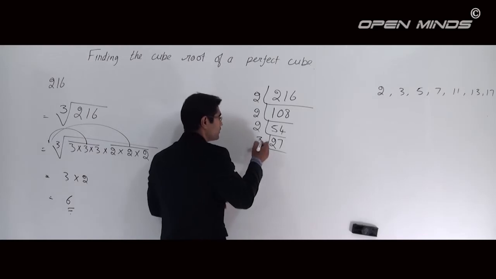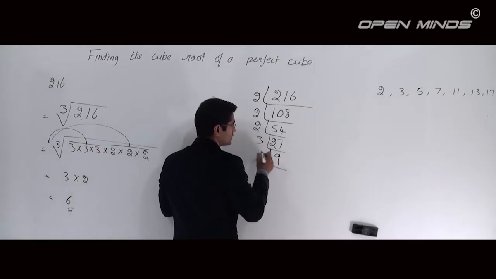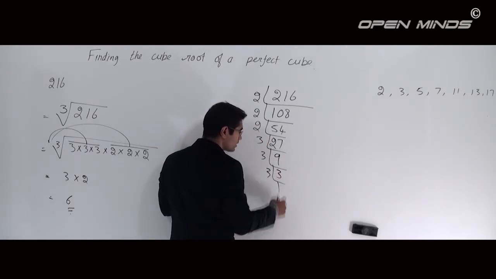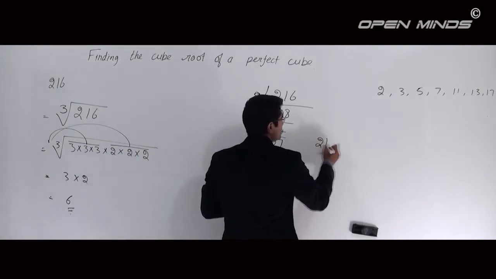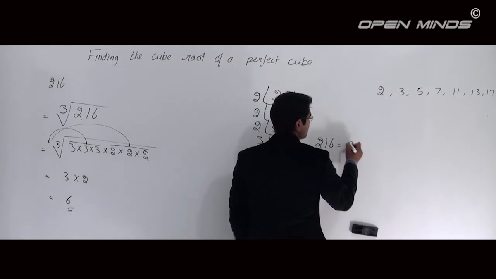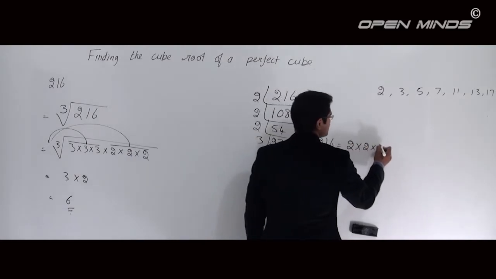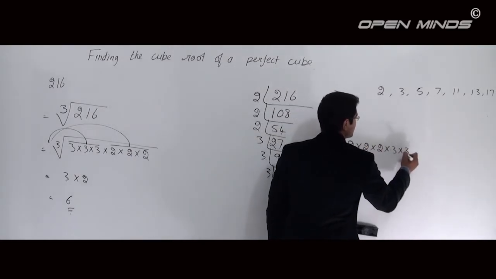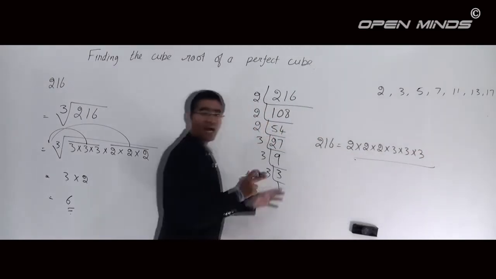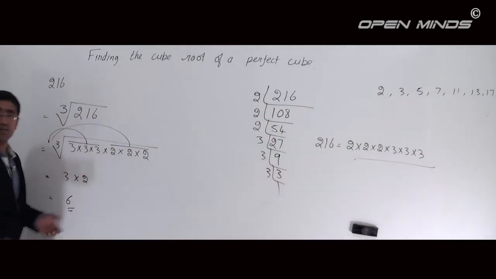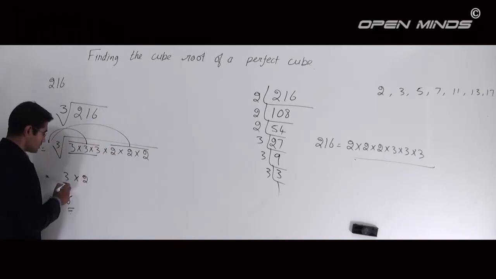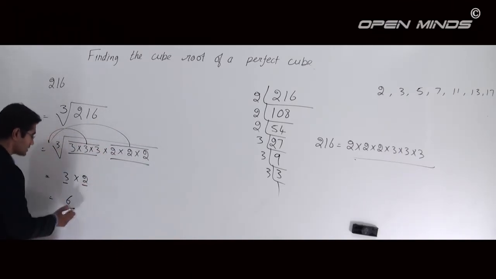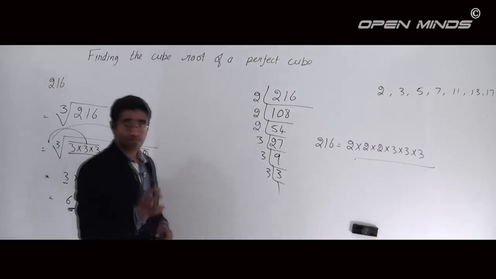So let's go with 3. 27 divided by 3 is 9, 9 divided by 3 is 3, and 3 divided by 3 is 1. So I just finished writing 216 in terms of prime factors: 2 times 2 times 2 times 3 times 3 times 3. I got the same thing as before. After this it is all the same: just make groups and take the groups out. This group comes out, this group comes out, and that's the cube root of 216. That's how it is.